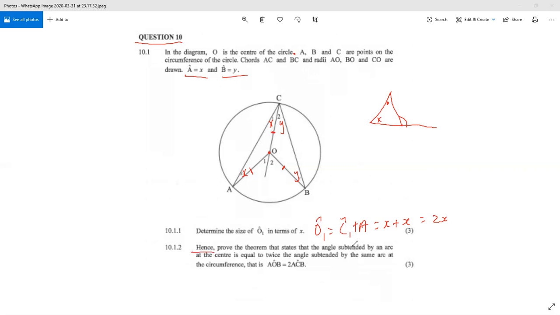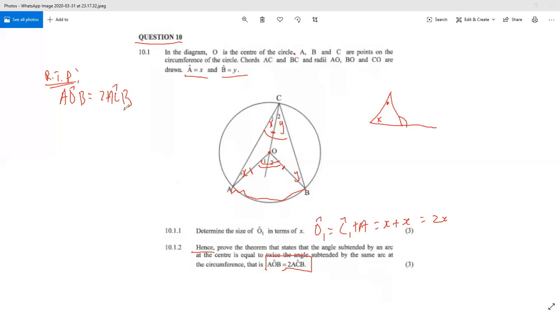Hence, prove the theorem that states the angle subtended by an arc at the center, which arc in this case is arc AB, is equal to twice the angle subtended by the same arc at the circumference. Which other angle is being subtended here? It is actually angle C. So this thing here is twice that thing there. So now they are giving us a required to prove statement. I'll write RTP, and my required to prove statement is that AOB is 2ACB.